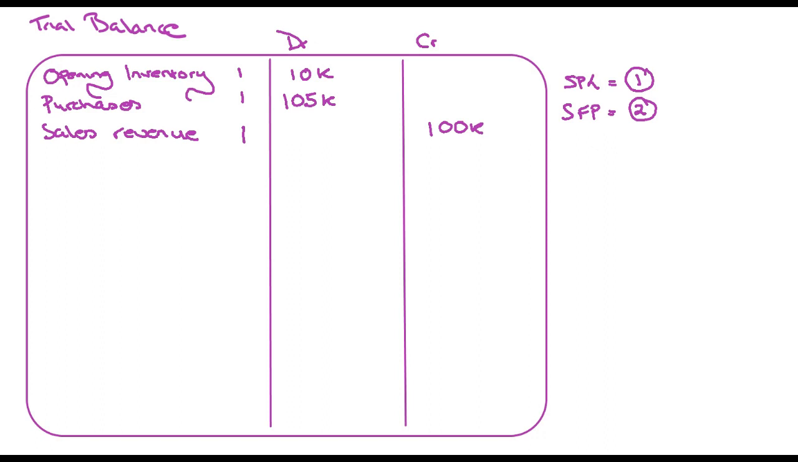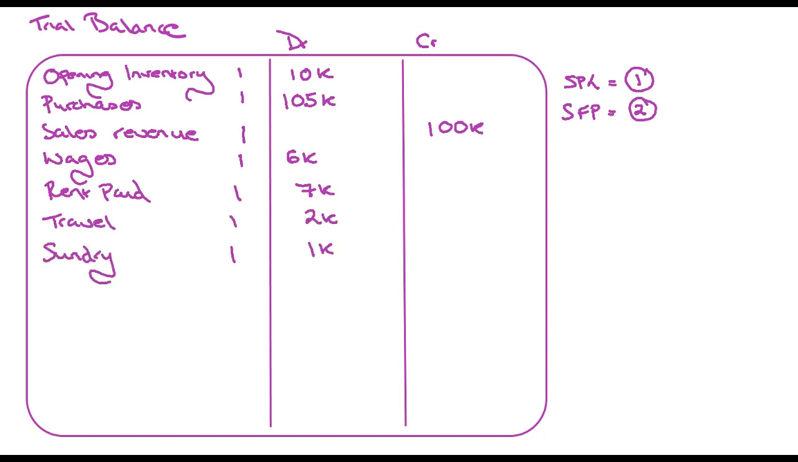Let's move on to other items that we find in the P&L. So let's have wages, which again is in the P&L and it's a debit in the P&L, so let's have 6k. Then we have rent paid of 7k, travel of 2k, and then we've got sundry of 1k there.